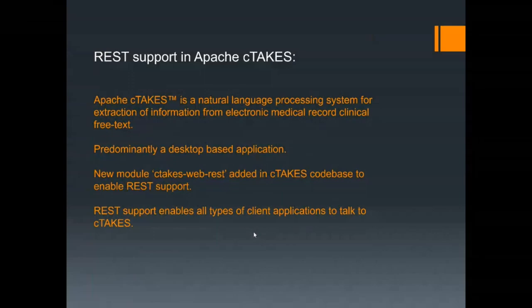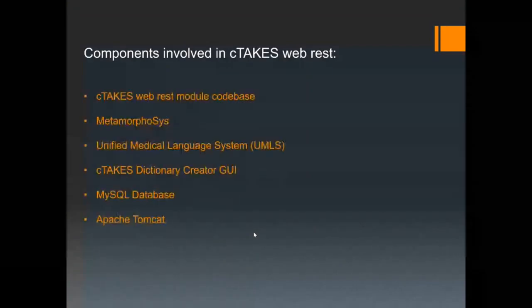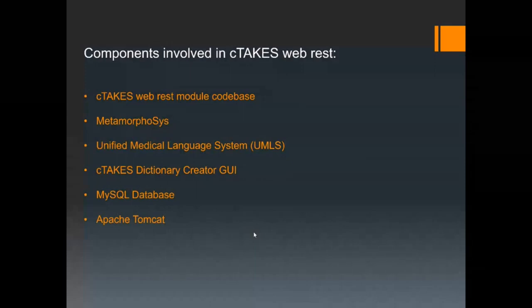I would like to touch base on all the components involved in this particular cTAKES web REST, which eventually helps to expose the REST endpoint from cTAKES. So the key components are the cTAKES web REST module code base, then MetamorphoSys, then UMLS, which is nothing but Unified Medical Language System. And the next component is the cTAKES Dictionary Creator GUI. In our use case, we will be demonstrating how we ended up using a MySQL database for the cTAKES engine to analyze the clinical text. And for deployment, in our use case, we were using Apache Tomcat as the application server. Basically, you can use any application server of your choice, but in this use case, we'll be covering the deployment in Apache Tomcat.